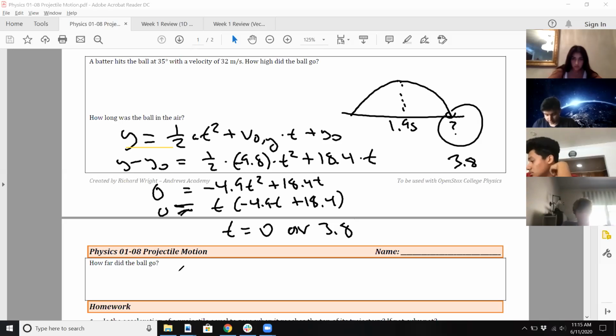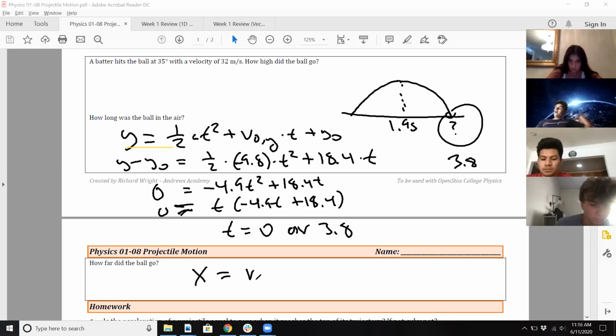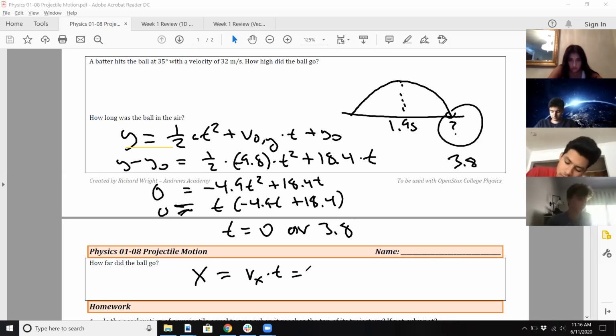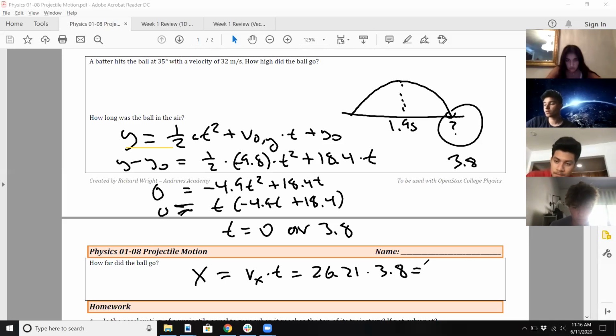How far does the ball go? That's an easy one. That's going to be your range. That's the velocity in the x direction times time. Velocity in the x direction, I already forgot what that was. I think it was, yeah, it should be 26.2, if you did 32 times cosine 35. Yeah, it's 26.2 times 3.8, and that'll get you how far. So it goes about 99.6 meters.